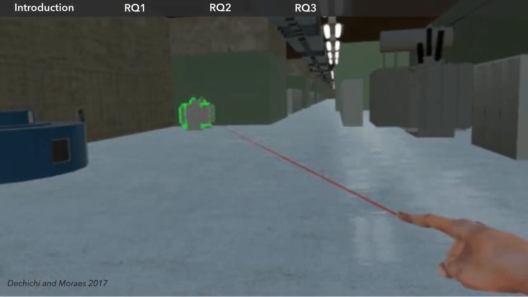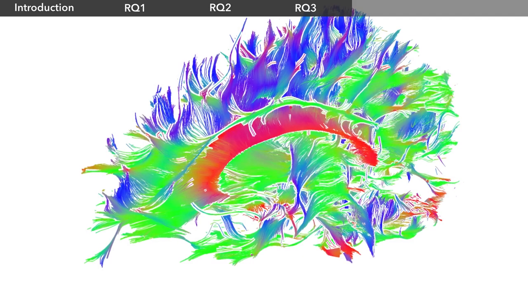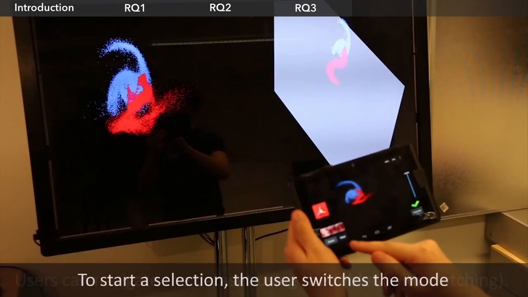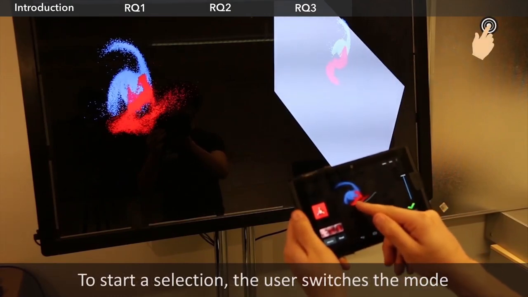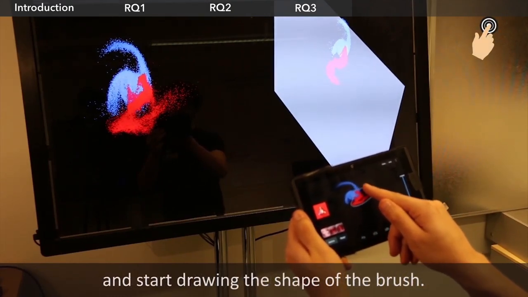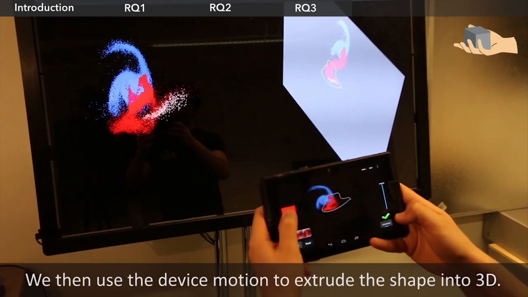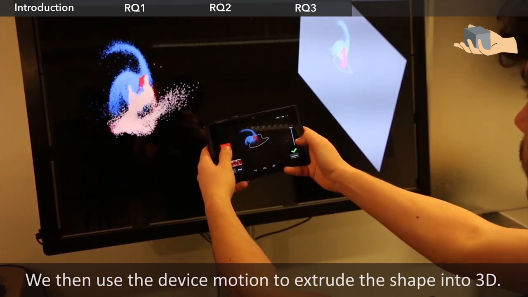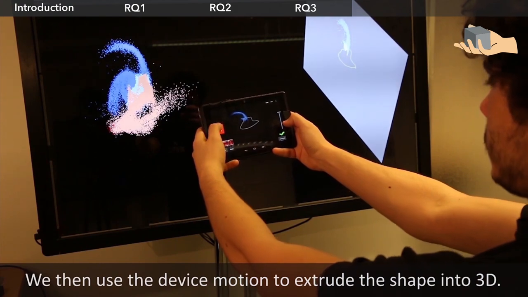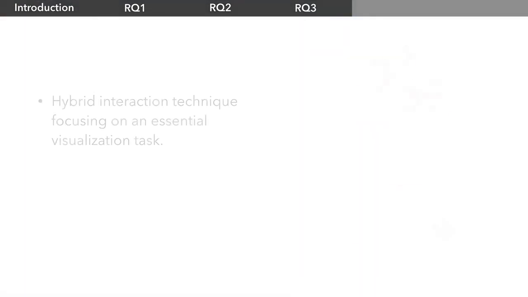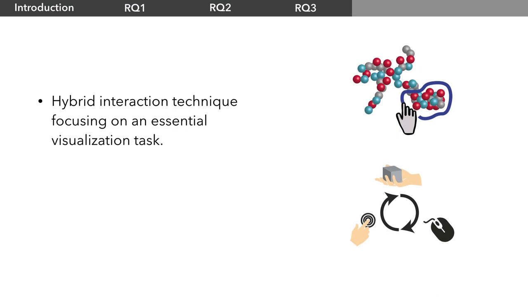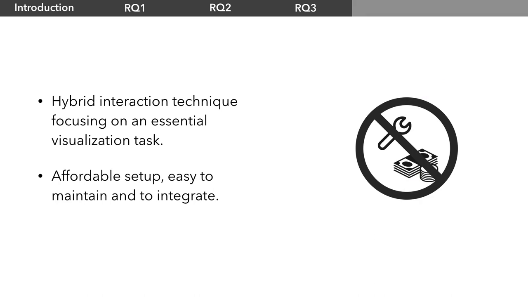Usually 3D selections are achieved with the raycasting technique, which consists of pointing towards an object of the virtual world to select it. But this technique cannot work for datasets that do not exhibit specific objects such as medical data or particle data. So we propose the following hybrid technique. A lasso is created with the tactile screen. Then it is extruded into 3D by moving the tablet. You can see here that it is possible to consider only the movements along the tablet's normal, but we can also use the full 6 degrees of freedom offered by the tablet. So we provided here another hybrid interaction technique that focuses on one essential task for 3D data visualization, which is 3D selection. Our setup was again affordable and easy to integrate.